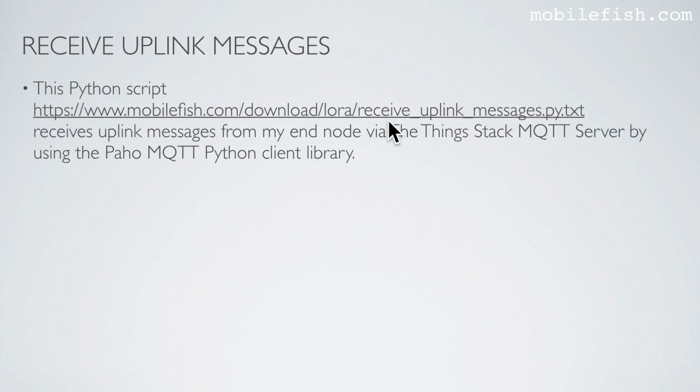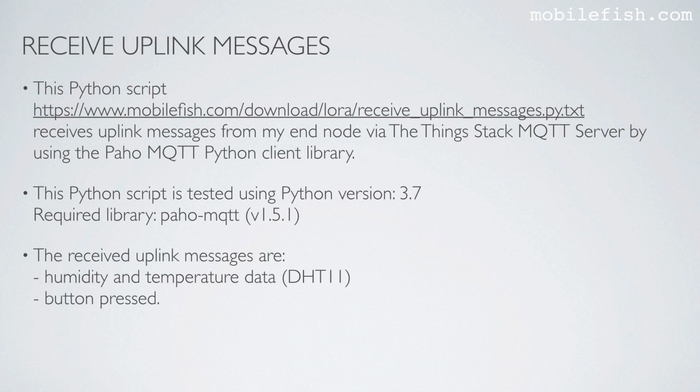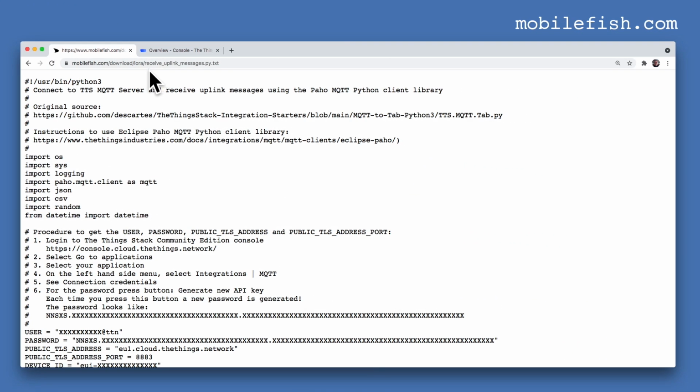This Python script, which you can find at this location, receives uplink messages from my end node via the Things Stack MQTT Server by using the Paho MQTT Python client library. This Python script is tested using Python version 3.7. Required library is Paho MQTT version 1.5.1. The received uplink messages are humidity and temperature data from the DHT11 sensor, and if a button is pressed. This is the receive uplink messages Python script.